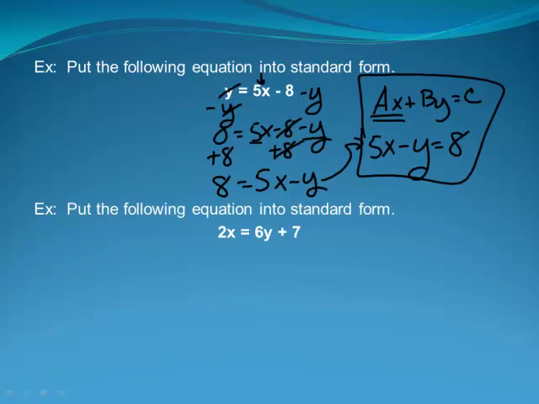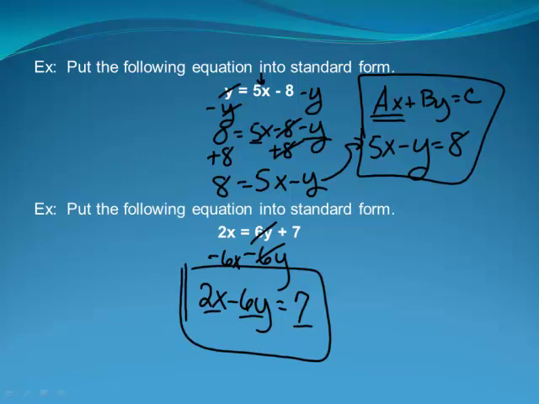The second equation asks you to do the same thing, put the equation in standard form. This is just a one-step process. I just need to move the 6y, which gives me 2x minus 6y is equal to 7. X and y on one side, constant on the other. And there you have that same equation written in standard form.